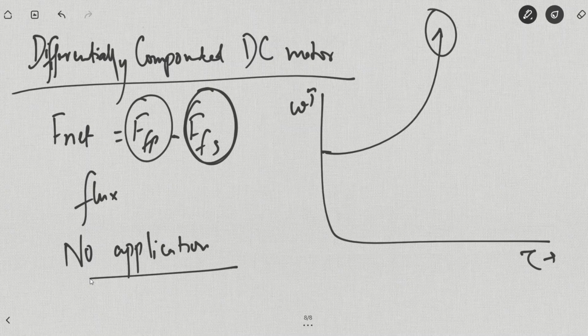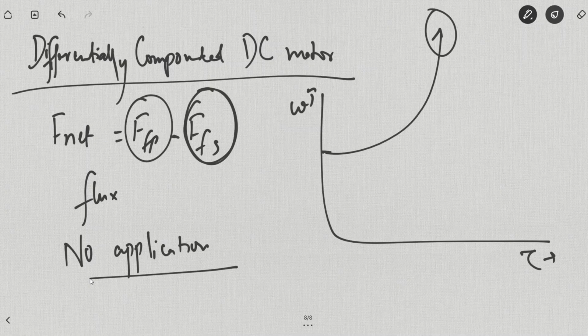Why do we not use a differentially compounded DC motor? Because of the nature of this motor, the net magnetomotive force always tries to decrease, and the flux always tries to approach zero. That zero flux will cause a very high overspeeding in this motor. That will actually cause the motor to burn. So practically this motor is not actually used. There is no application of this motor. It can only be a resultant of reversal of power in a cumulatively compounded DC motor or a cumulatively compounded DC generator. Fine.